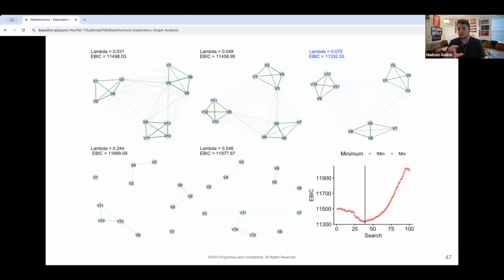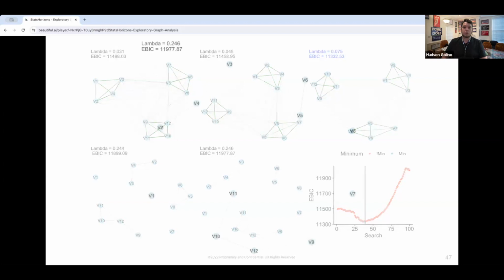The estimation method is a network estimated using regularized partial correlations in which the level of sparsity is defined by the value of lambda that minimizes this fit index, the extended Bayesian information criteria. So when we do 100 different searches, we find that this network here in the top right is the one presenting the lowest extended Bayesian information criteria, therefore it is our final estimated network.